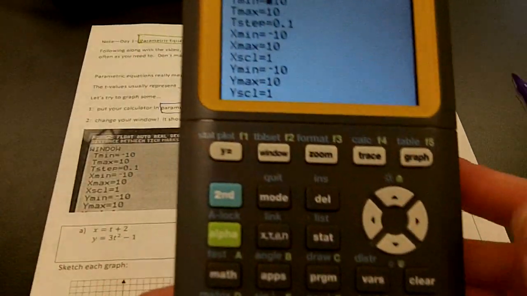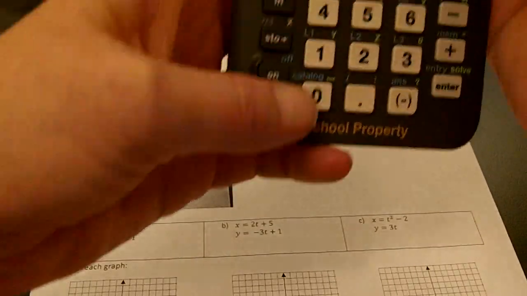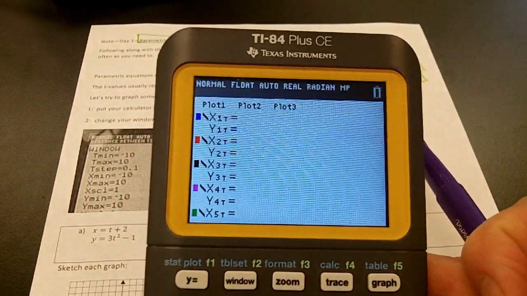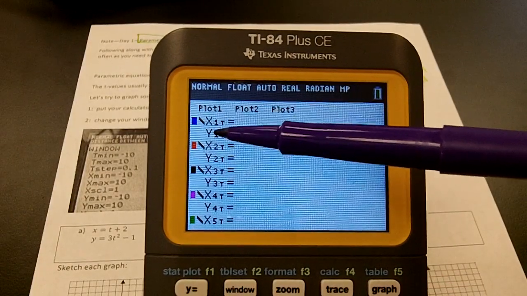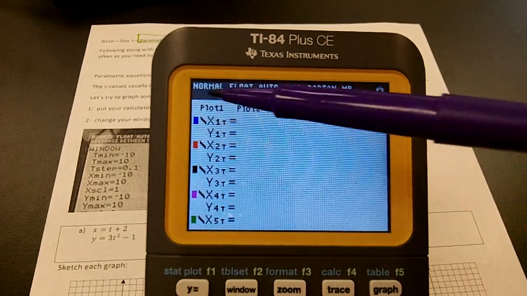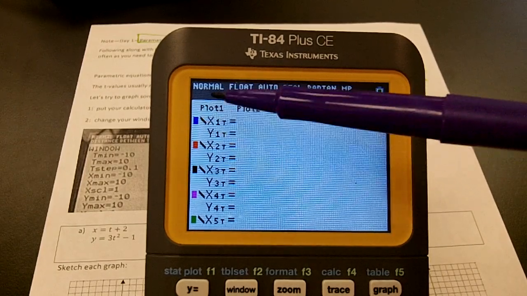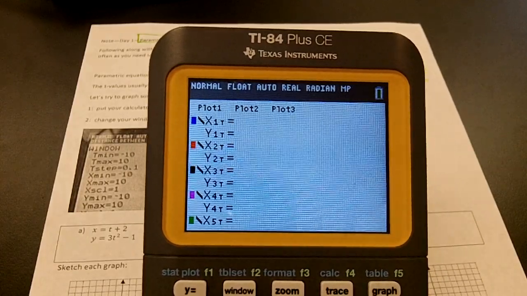Now, hit the y equals button, and what do you notice on your calculator? Does it look the same? Let's see, I did it. But now for each one, I have an x value and a y value for each graph. So everything's broken up into two pieces now. In parametric equations, everything comes in two parts, an x part and a y part.